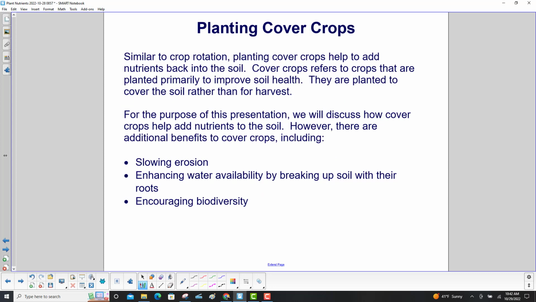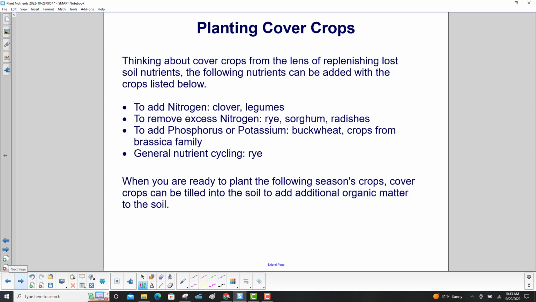Similar to crop rotation, planting cover crops helps to add nutrients back into the soil. Cover crops refers to crops that are planted primarily to improve soil health. They are planted to cover the soil rather than for harvest. For the purpose of this presentation, we will discuss how cover crops help add nutrients to the soil. However, there are additional benefits to cover crops, including slowing erosion, enhancing water availability by breaking up soil with their roots, and encouraging biodiversity. Thinking about cover crops from the lens of replenishing lost soil nutrients, the following nutrients can be added with the crops listed below.